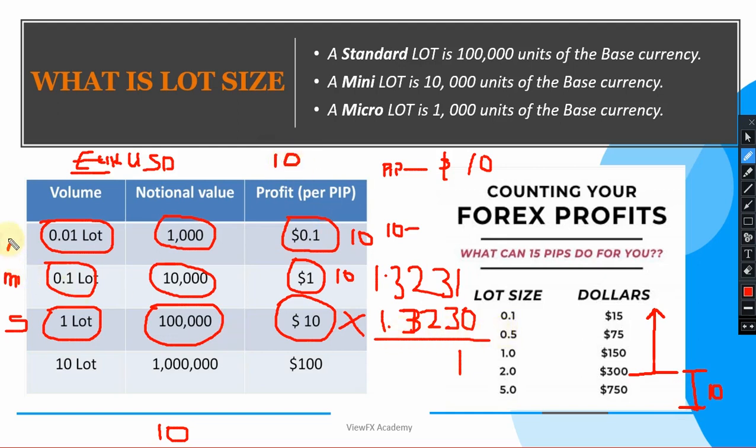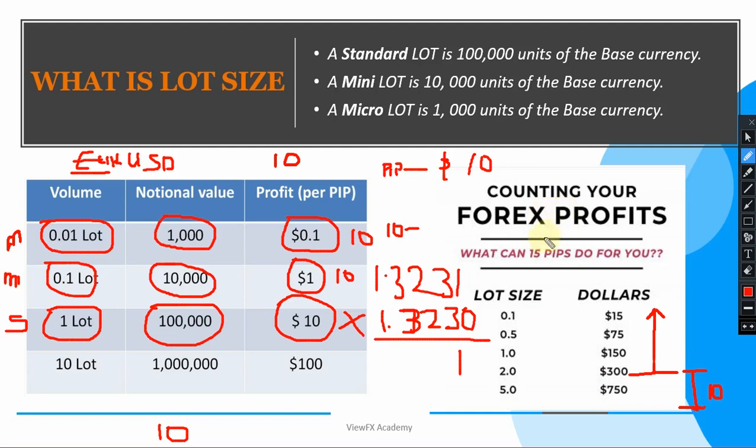But if you're on mini, if you use a mini lot and it goes 10 pips against you, that means your $10 is gone. And if you're on standard, just 1 pip against you and your $10 is gone. So try to understand the concept of lot size, because it's going to determine who you are in the forex market.